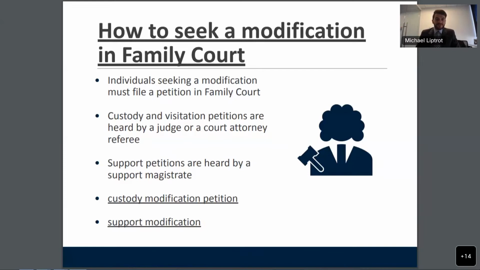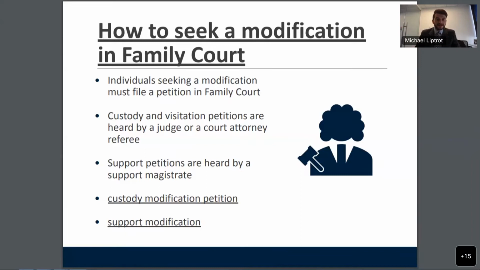In family court, custody and visitation petitions are heard by a judge or court attorney referee, while the support petitions are heard by a support magistrate. Rarely does the family court combine custody and visitation proceedings with support proceedings. This also means that if you're looking to modify custody and child support, you would be filing two modification petitions, and you would be proceeding in two sort of courtrooms within the family court as things progress.